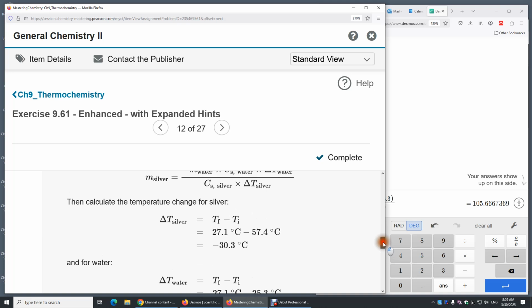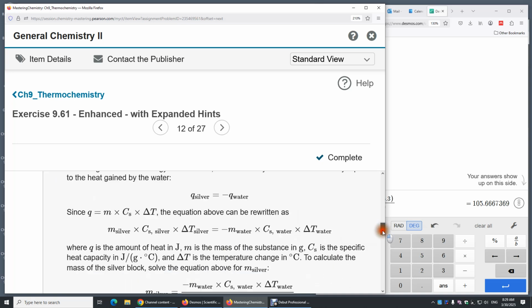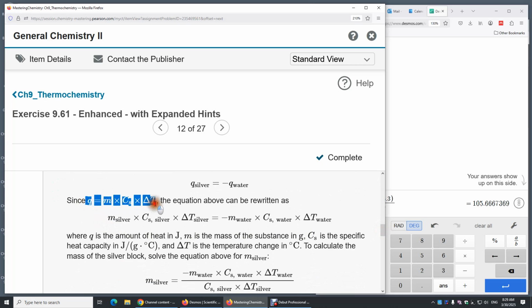We'll take a look at Mastering Chemistry over here. Q sub silver equals negative Q water. And they also used this equation. Q is mass times specific heat capacity times delta T. When you use this equation, make sure this Q and C sub S and delta T are referring to the same substance.